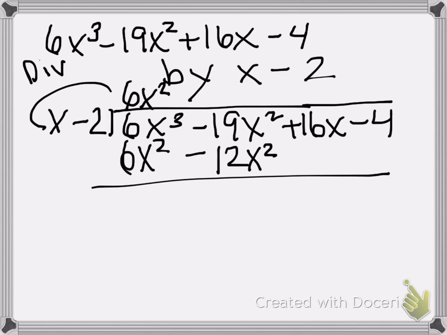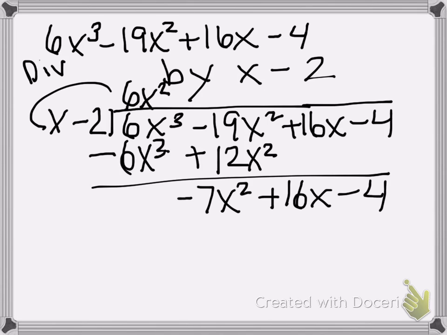Then you draw your line, and what I like to do is change the signs, okay? It's different in different ways as far as how you look at it. You can just say subtract like you've always done, but I like to change the sign. So at this point, I change my sign, and then I combine my terms. The 6x cubes cancel out, and I'm left with negative 7x squared plus 16x minus 4.